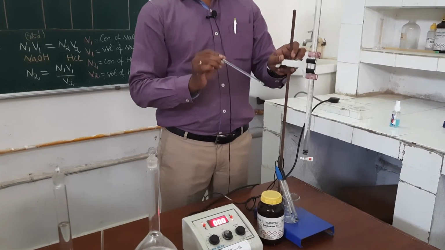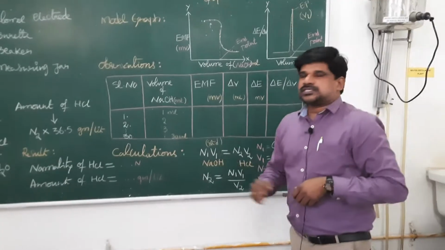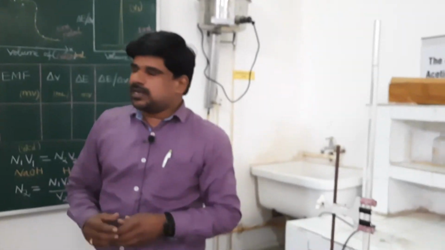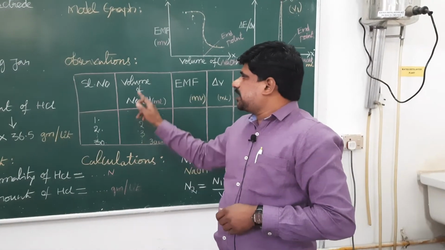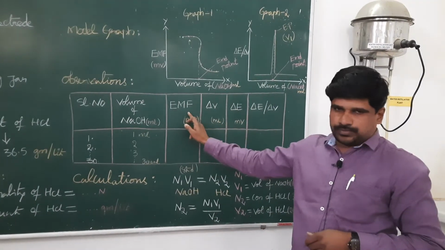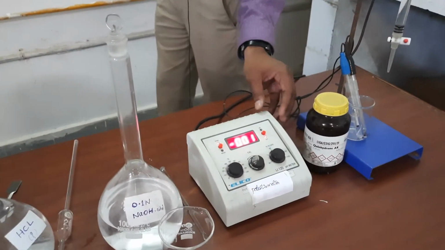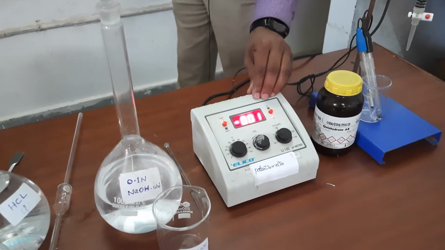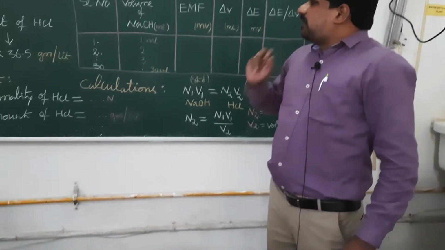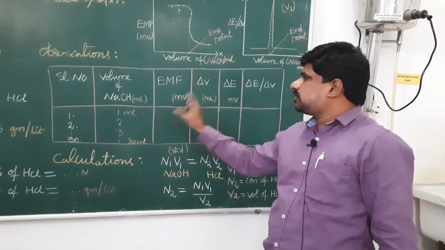All these readings we have to record in a tabular form like this. This is the tabular form of observation. The first column is the serial number, next the volume of sodium hydroxide in ml, and the EMF value. The EMF value is what is shown on the potentiometer, and it is measured in millivolts. So millivolts is the unit for EMF value, and we take the EMF in millivolts in a column.